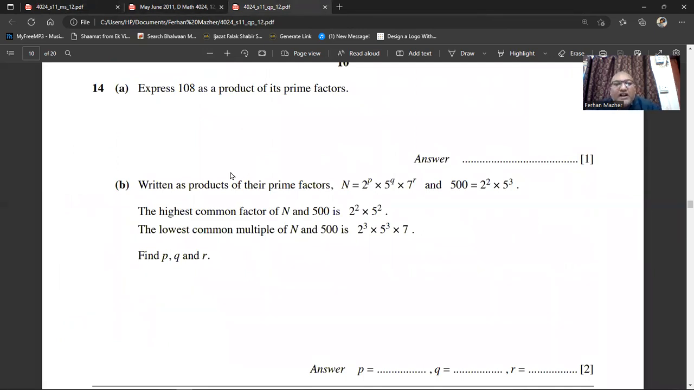Question number 14, B part, he says write as the product of their prime factors n, which is 2 raised to power p, 5 raised to power q into 7 raised to power r, and 500, which is 2 square multiply 5 cube. The highest common factor of n and 500 is 2 raised to power 2 into 5 raised to power 2. The lowest common multiple of n and 500 is 2 raised to power 3 into 5 raised to power 3 into 7. Find the value of p, q and r.